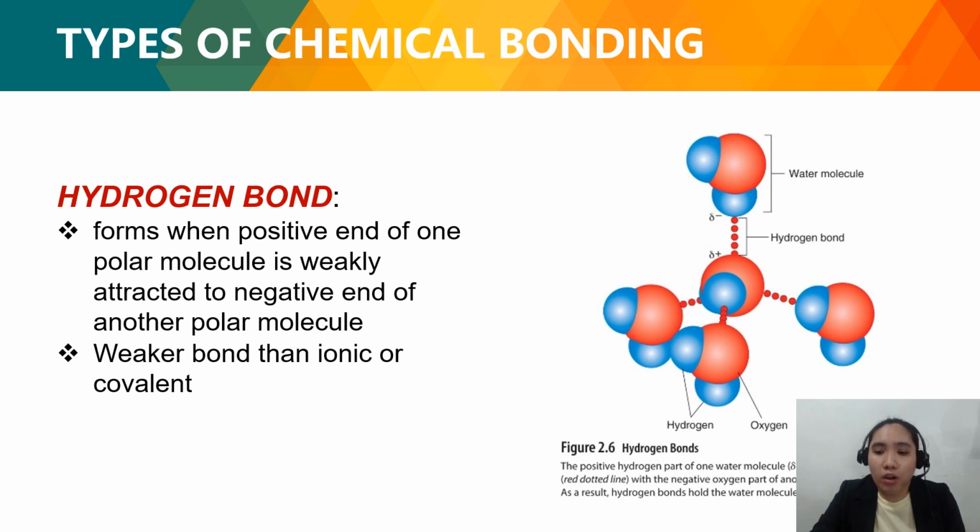Next, you also have your hydrogen bonds. This forms when the positive end of one polar molecule is weakly attracted to the negative end of another polar molecule. So this is a weaker bond than an ionic or a covalent bond. Okay, so this is an example. If you have a water molecule here and then you have another one here, okay, this in between is your hydrogen bond. So there is a weak charge that is attracted to another negative end of a water molecule.